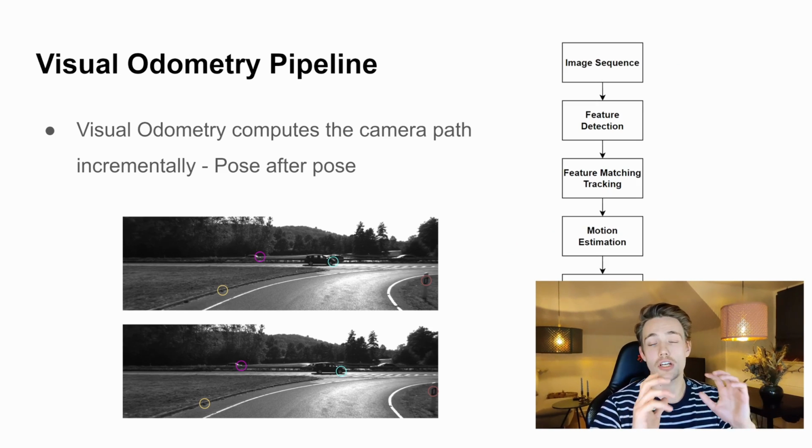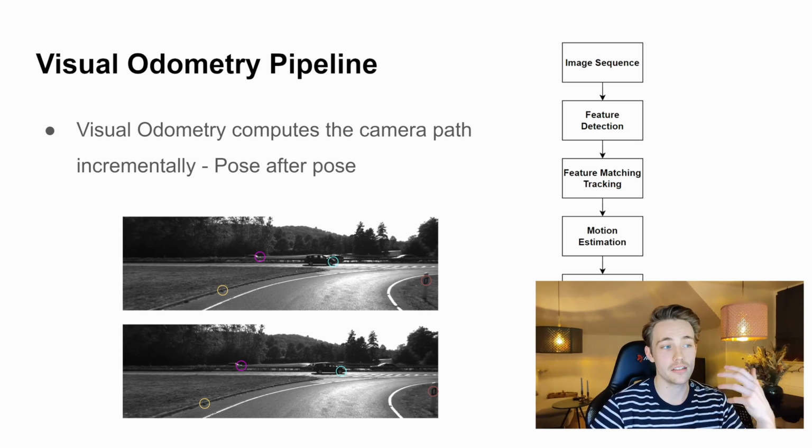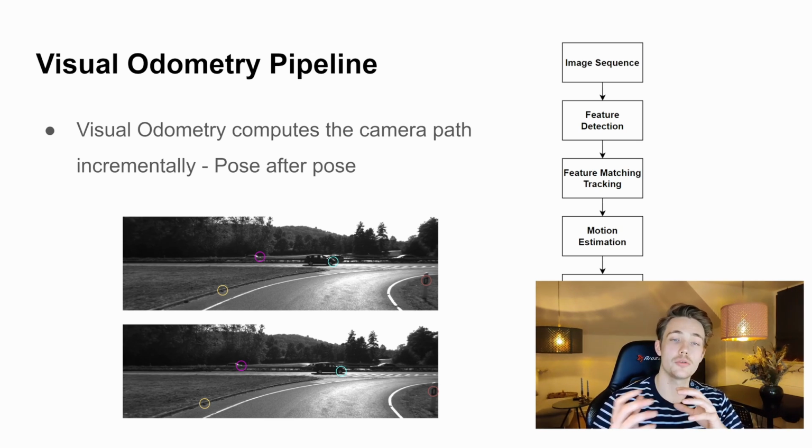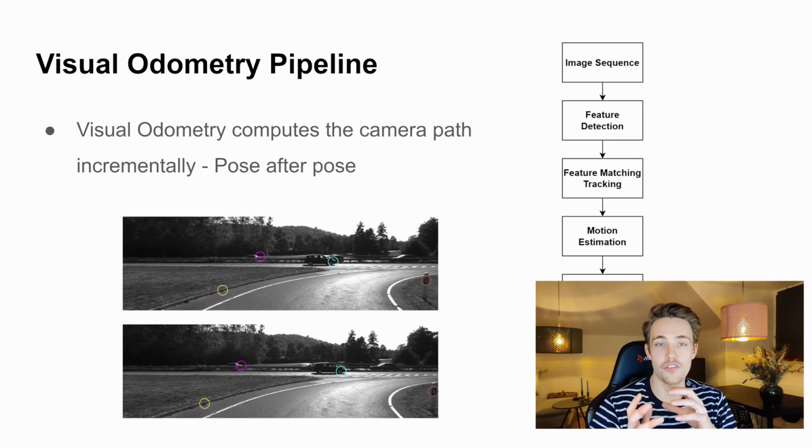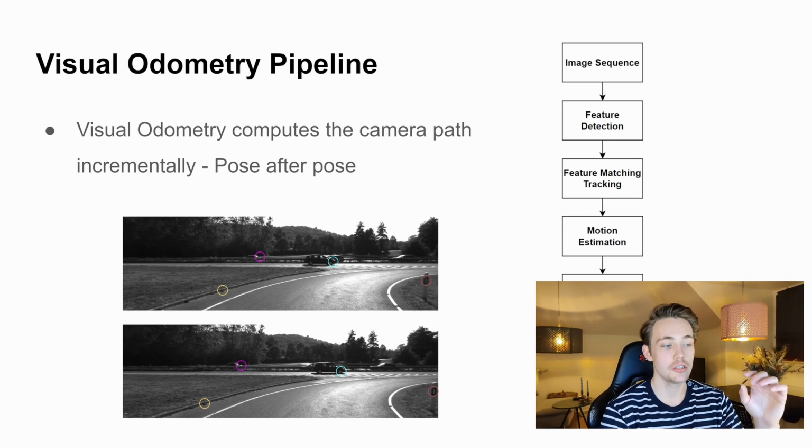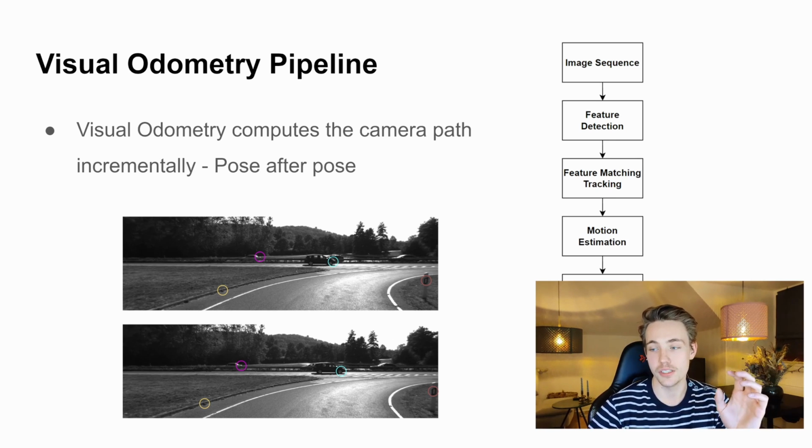So the last thing here is the pipeline before we're going to jump into the code. Visual odometry computes the camera path incrementally. So we just go pose after pose or frame after frame. Now here at the bottom, we can see two images. One is the first frame and the other is the second frame. And then we're detecting the same features. We track those features from frame to frame, and then we can estimate the pose, as we can see in the flowchart over here to the right.